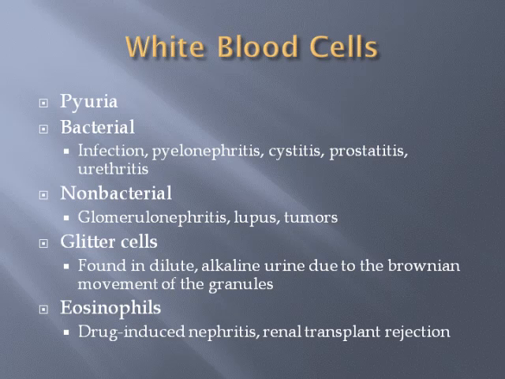Glitter cells, you can find these in dilute alkaline urine, and they look kind of green, and that's due to the Brownian movement of the granules inside the cells. Eosinophils you might see in urine. Oftentimes you're not going to be able to differentiate them unless you're staining the urine sediment. However, that can indicate drug-induced nephritis or possibly renal transplant rejection.